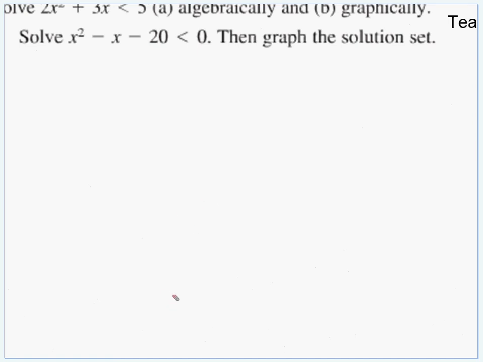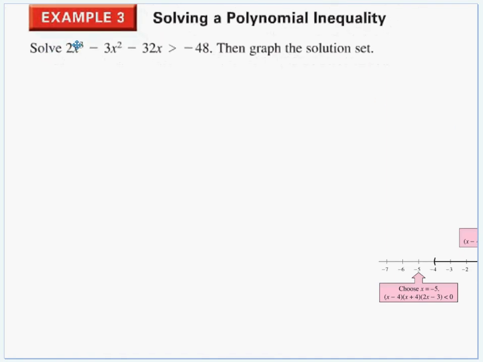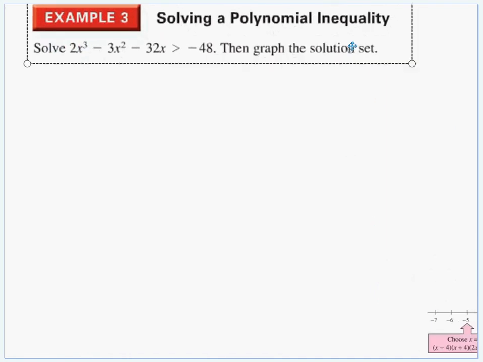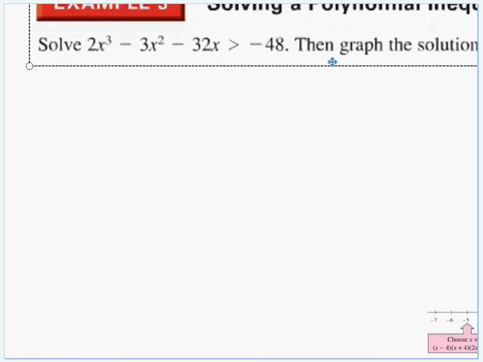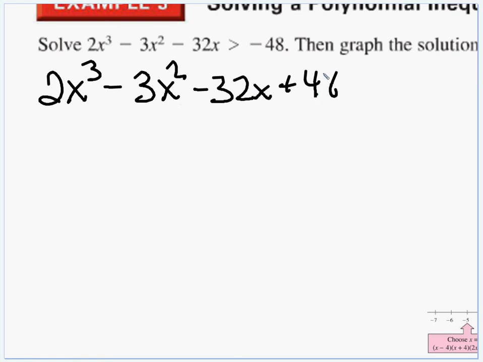Okay, we got one more example, one more huddle, and wrap up this video. Example 3, ooh, it's got a cube in it. It's got 4 terms. Holy cow. Don't worry, we're going to move that 48 over by addition, and it looks like we'll just factor by groups. 2x cubed minus 3x squared minus 32x plus 48 greater than, well, let's set this equal to 0 because we're finding our zeros, but our original inequality is greater than.